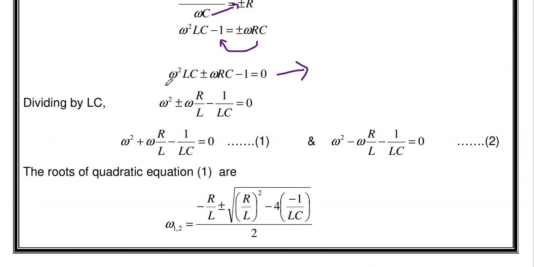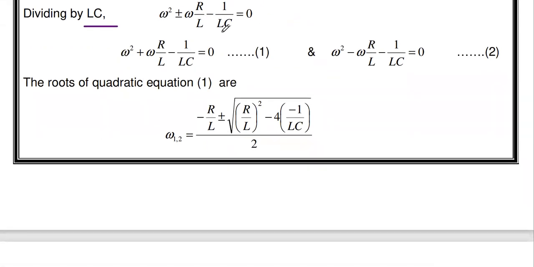In this, there are two equations. Before that, you divide throughout the equation by LC. If you divide, the first term gives omega squared, the second term gives plus or minus omega RC by LC, where C cancels, leaving R by L, and then minus 1 by LC equals 0. You can split this equation into two parts, so this is one equation and this is the other. If this is plus, it means omega squared plus omega R by L minus 1 by LC equals 0. This is equation number 1.